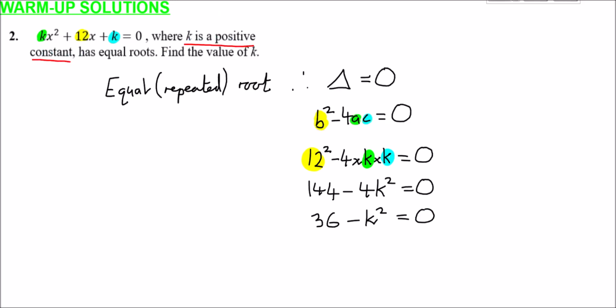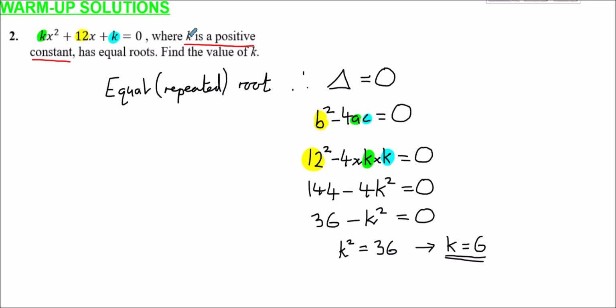So before we start thinking about square rooting and thinking of positive and negative roots, k squared is going to be 36. This implies that k must be the square root of 36, which is 6. Usually we'd consider both positive and negative square roots, but because k is defined as a positive constant, we need to leave k as being 6.